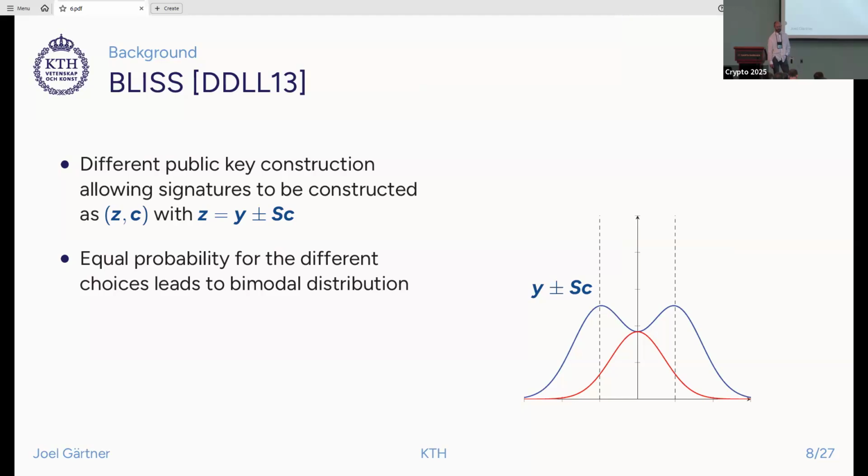And as an example of this, we have the bimodal rejection sampling that was developed for the BLISS signature scheme, where they used a different public key construction to allow the signatures to be given with a Z vector that's equal to y plus or minus SC, with BLISS selecting both of these options with equal probability. This leads to the Z vector following a bimodal Gaussian distribution here in blue, and it's then possible to rejection sample from the red centered Gaussian distribution.